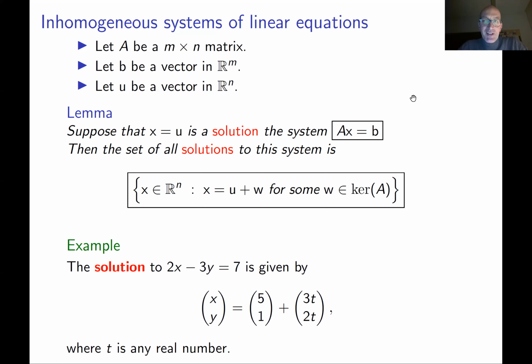But in many simple examples, you can just guess it. For example, this is probably the simplest example I could cook up. You have a system of one equation, two unknowns: 2x minus 3y equals 7. You just guess some solution. One solution, for example, is given by the vector (5, 1). If x is 5 and y is 1, this is clearly an equality. So this vector gives you one solution.